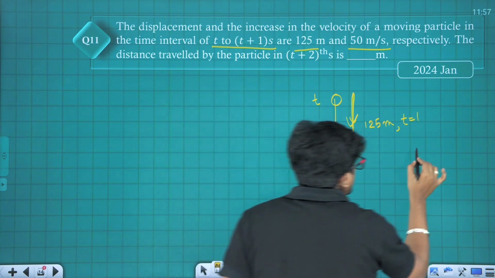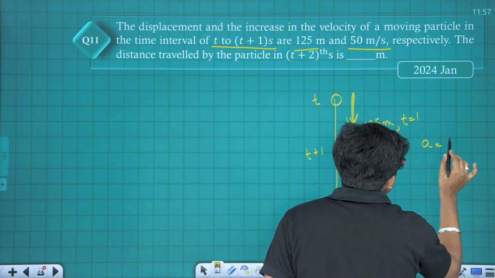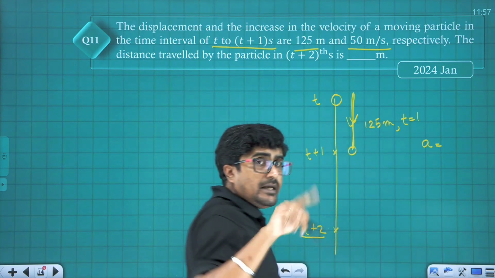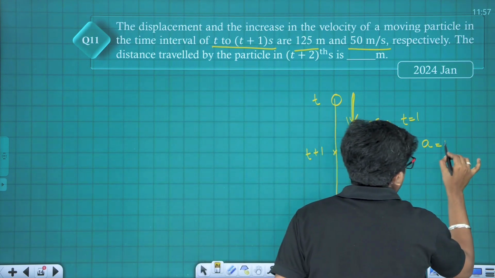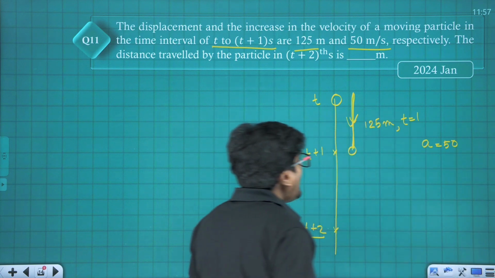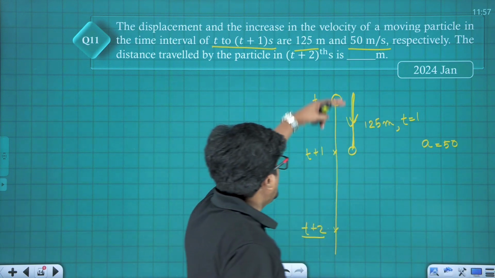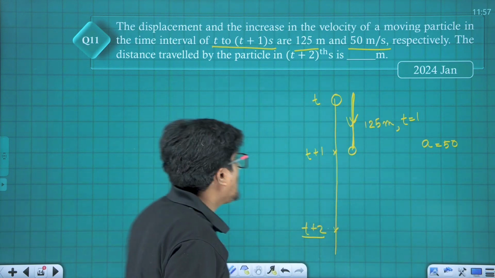So which means the acceleration here is what? Change in velocity, that is 50, divided by time taken, that is 1. So acceleration is 50 only. Acceleration is 50 only. Now let's go for this calculation.